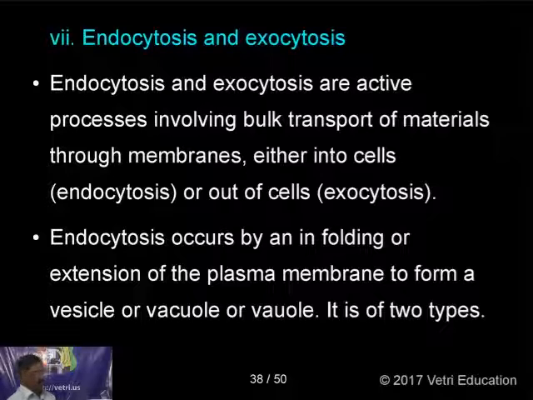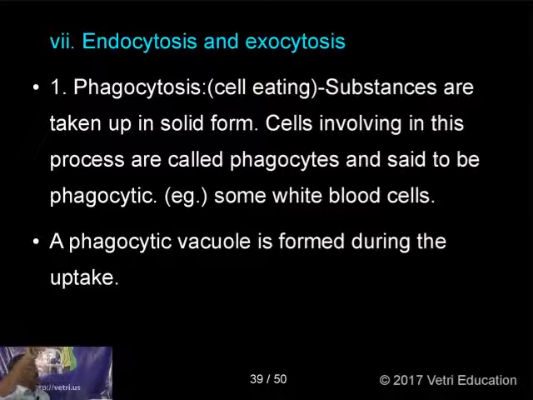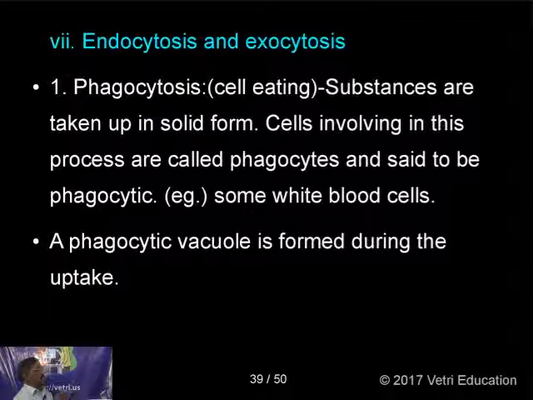It is of two types. Phagocytosis, that is cell eating, where substances are taken up in a solid form. Cells involved in this process are called phagocytes, some of which are blood cells. And a phagocytic vacuole is formed during this uptake.